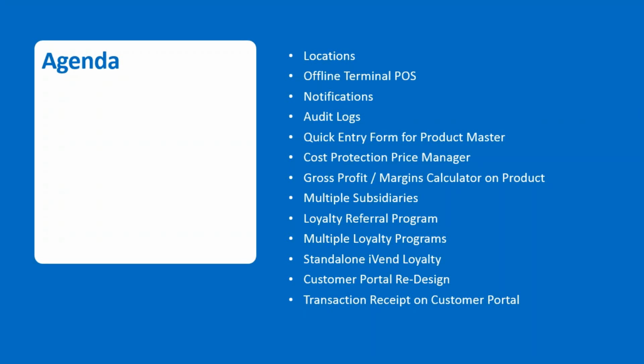So we had tried giving the gross profit margin and the markups on the product level, where you can directly make the changes in the margins, and you can have the markup percentages defined on the product level, which would trigger on the price list directly on the iVend POS. We are going to talk about multiple subsidiaries, which is again another addition to our tray. Loyalty referral program, which is again one of the magnificent features that we have added to this particular 6.5.